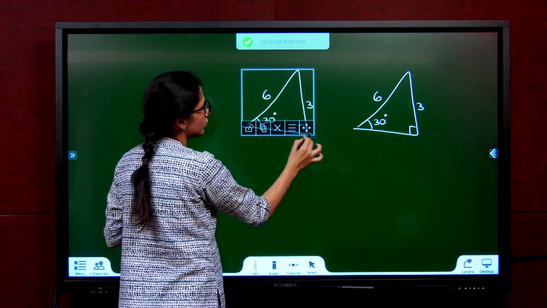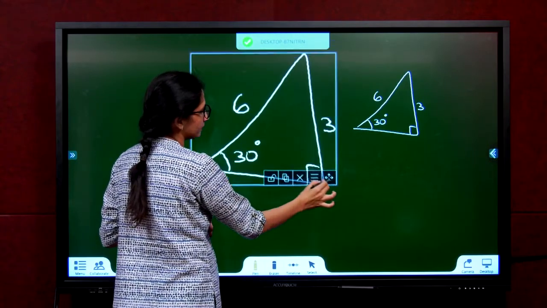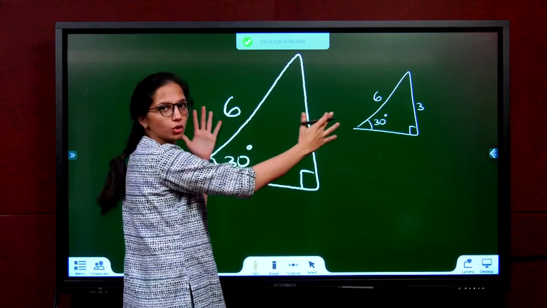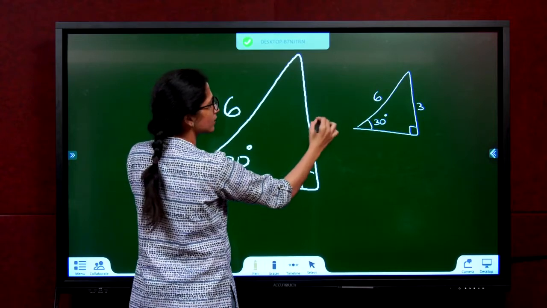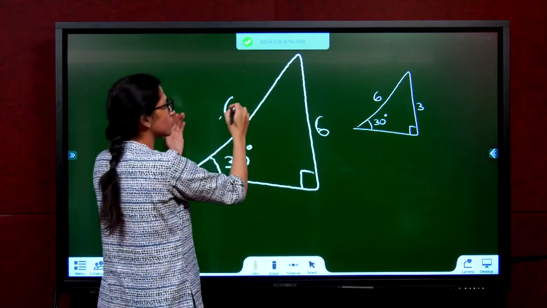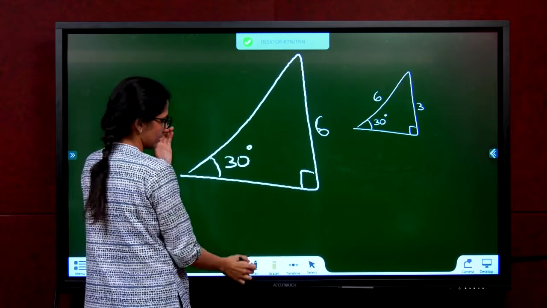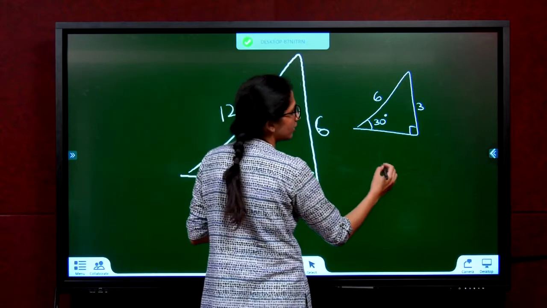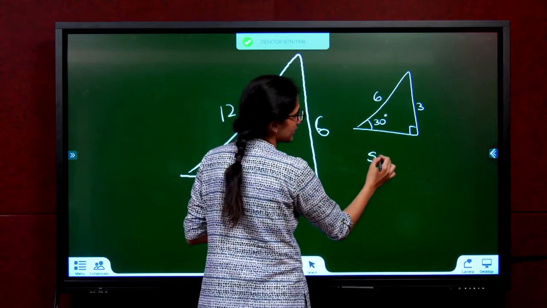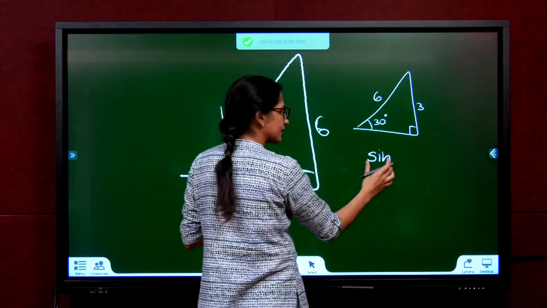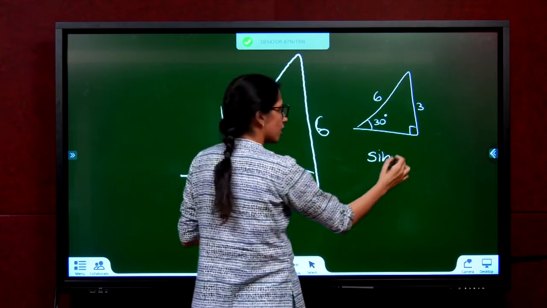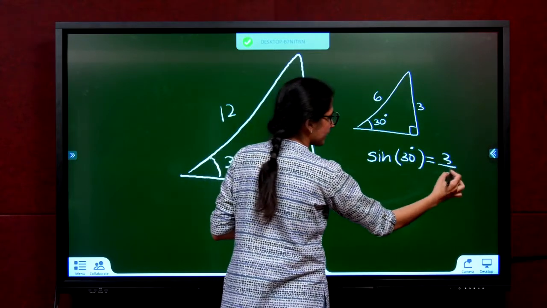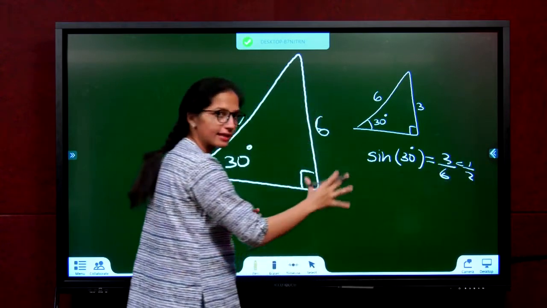If I zoom this triangle, I expand this triangle such that this side will become 2. I have zoomed it into 2. Into 2 means what? 3 2s are 6. This side will become 6 2s are 12. We have something called sine value here. I'll teach you what sine is later. This is a trigonometry function. If you put the angle inside that, you will get 3 by 6 as 1 by 2.